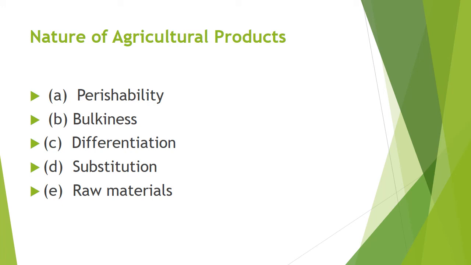The next one is bulkiness. Agricultural products are very bulky. That is, they have much more volume, weight, or size than their real value. The volume-value ratio is very high. For example, yam, potato, rice, gari, and so on occupy a lot of space, though their monetary values may be very small. Industrial products are usually less bulky, and this has implications for storage and transportation and the final price of the product.